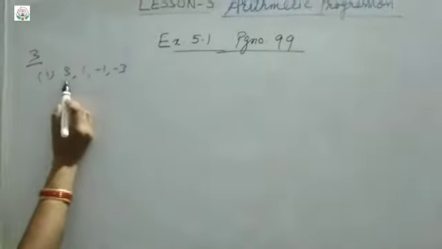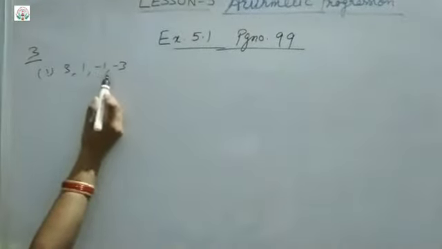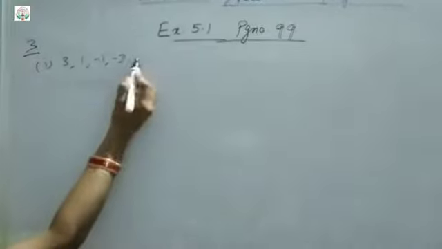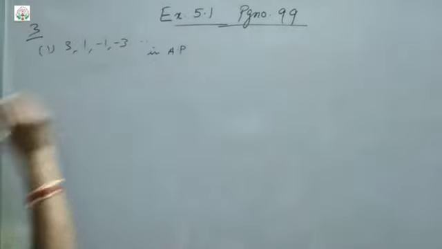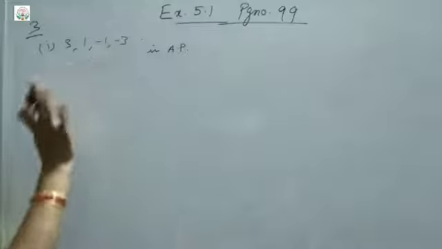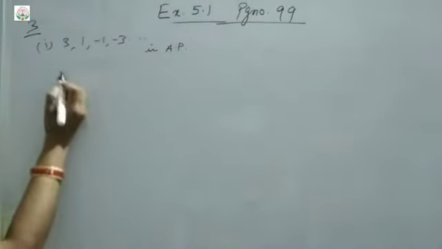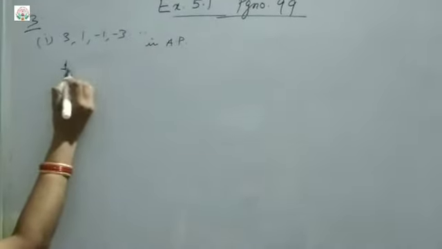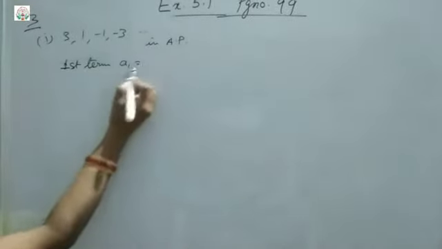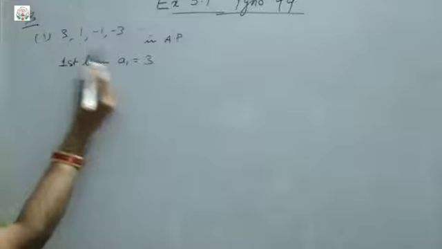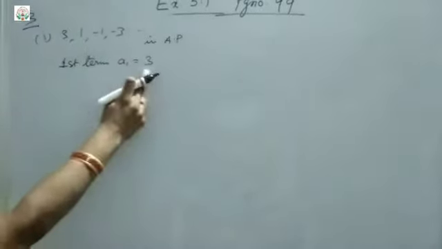Now first question: 3, 1, minus 1, minus 3, and so on is given. So that means it is given that it is in AP, which means the difference must be found. The first term A1 is whatever is given first, so that is equal to 3.